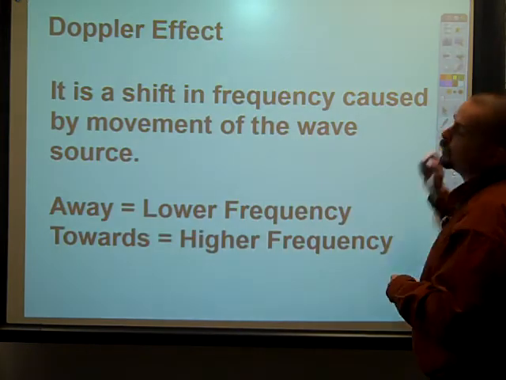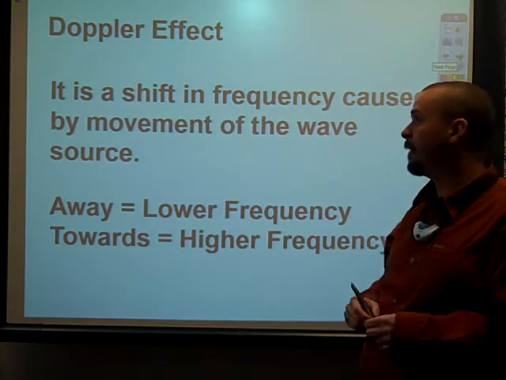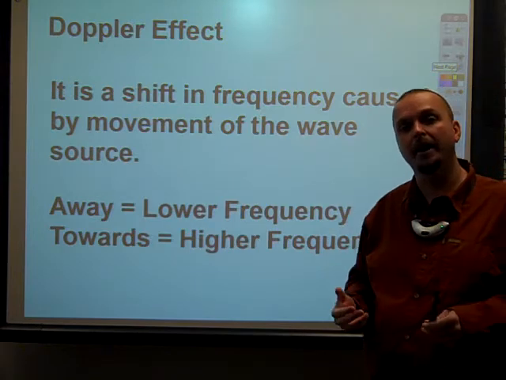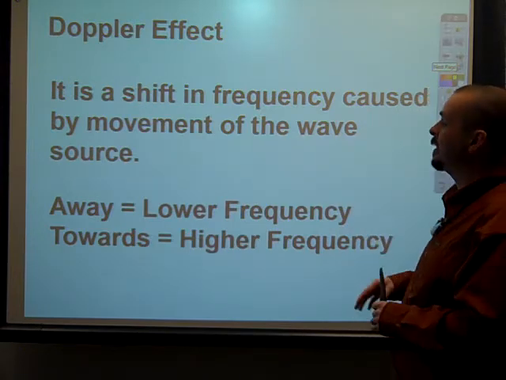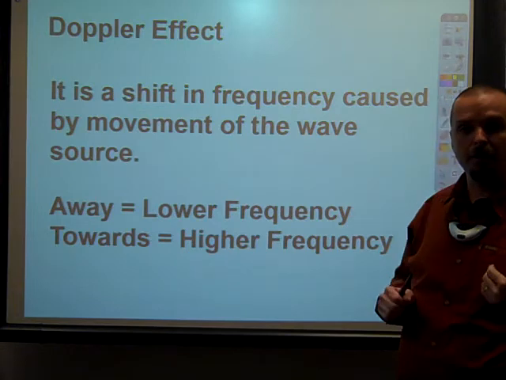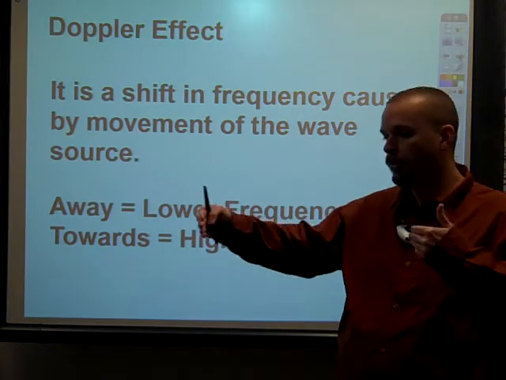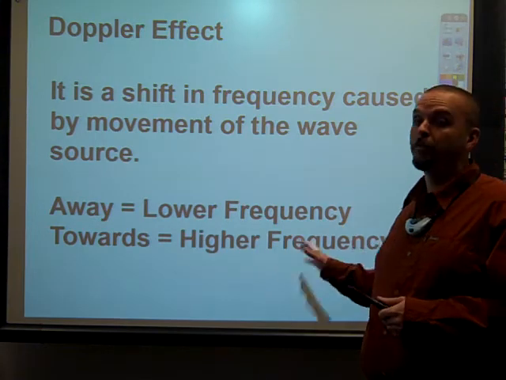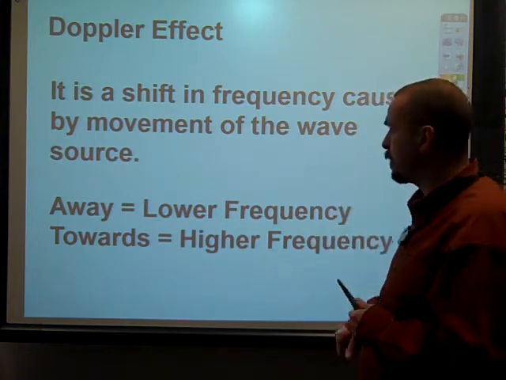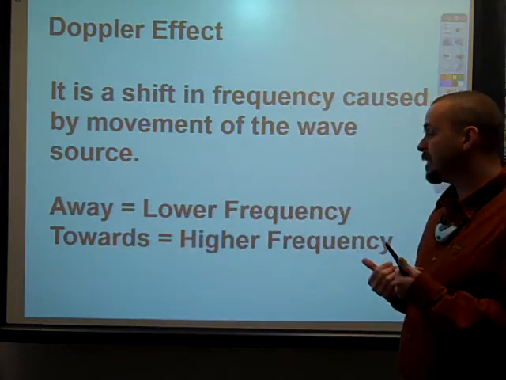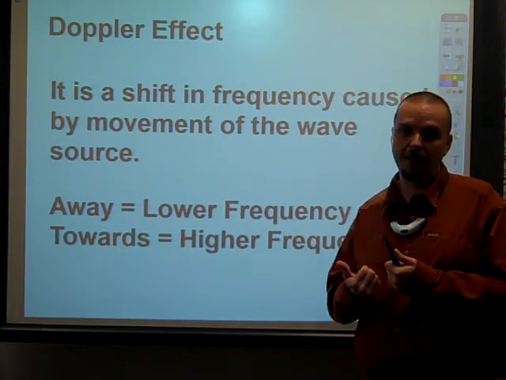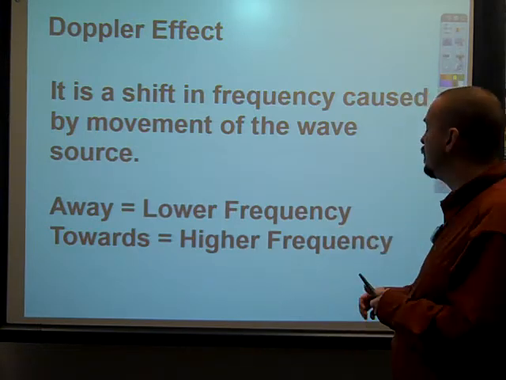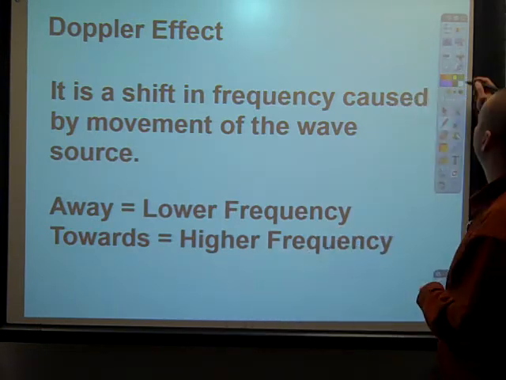Last thing I want to mention in this whirlwind tour of waves is the Doppler effect. It's a shift in frequency caused by a movement of the wave source. Whatever is producing the light, whatever is producing the sound is moving. If it's moving away from us, we are going to notice a lower frequency. It's going to stretch the waves out and produce a lower frequency sound, a lower pitch sound, or lower frequency light. The light will appear shifted towards red. If it's moving towards us, if it's getting closer, we'll get a higher frequency sound or a higher pitch sound, or we'll see higher frequency light if it's moving fast enough. In other words, it'll be shifted towards blue.